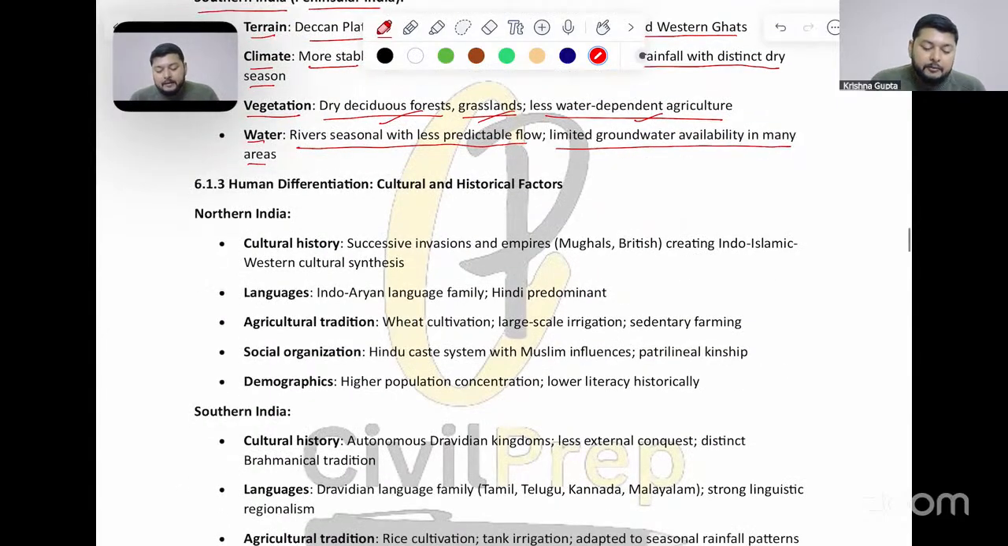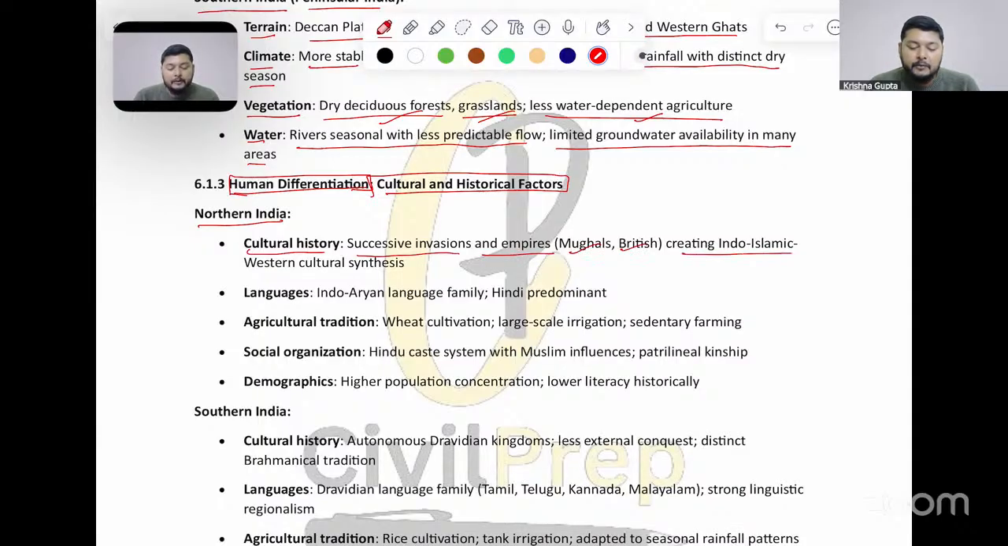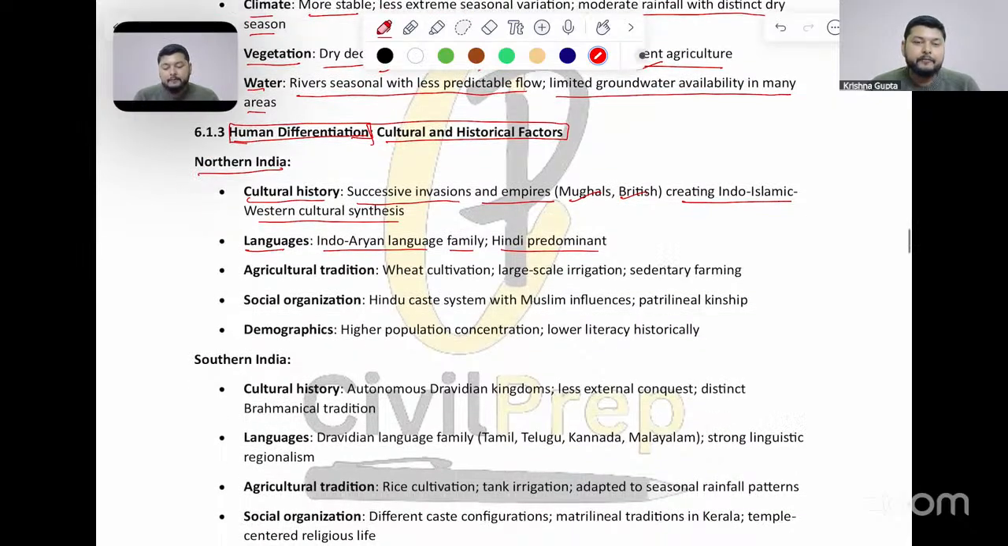Next, human differentiation, that is the culture and historical factors seen in the north-south divide. In northern India, we see the cultural history of successive invasions and empires, Mughals, British, creating an Indo-Islamic Western cultural synthesis. Languages, Indo-Aryan language family, Hindi is predominant in this region, and in certain patches Urdu is also available. Agricultural tradition, wheat cultivation, large-scale irrigation is present here. Sedentary farming is practiced. Social organization, Hindu caste system with Muslim influences, patrilineal kinship is very dominant here.